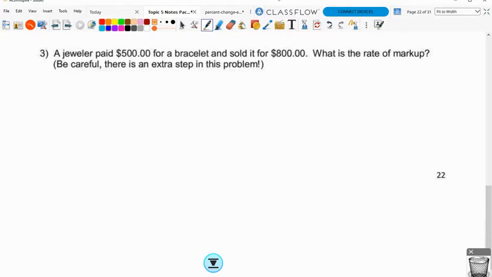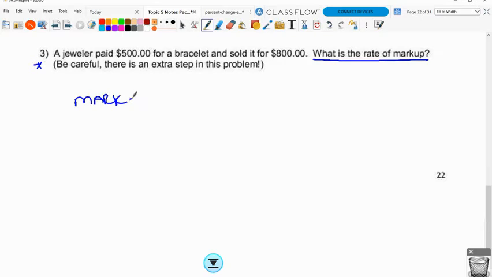In example 3, we're told that a jeweler paid $500 for a bracelet, and then they sold it for $800. They want to know, what is the rate of markup? Notice my little hint there. There's an extra step in this problem. We're going to start by writing the markup equation.